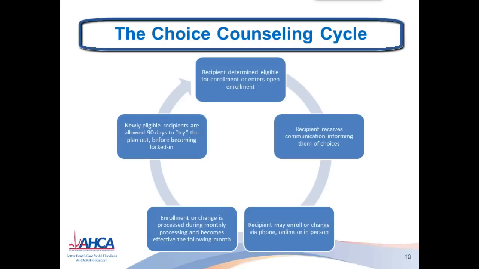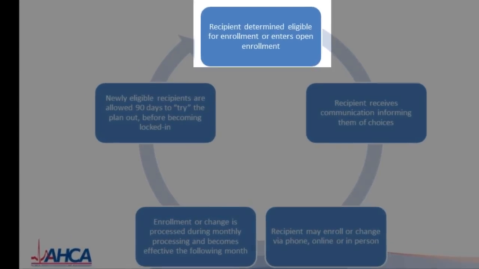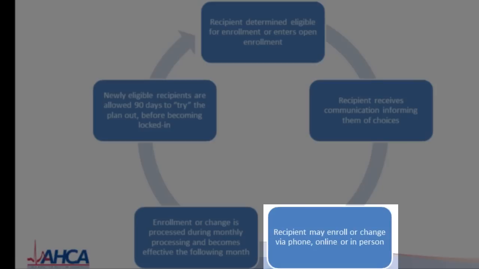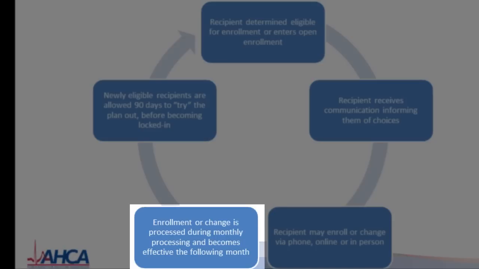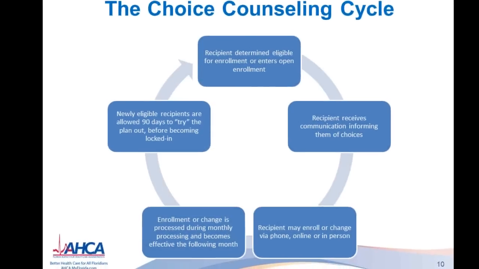The choice counseling cycle. Recipient determined eligible for enrollment or enters open enrollment period. The recipient receives communication informing them of choices. The recipient may enroll or change via phone, online, or in person. Enrollment or change is processed during monthly processing and becomes effective the following month. Newly eligible recipients are allowed 90 days to try the plan out before becoming locked in.